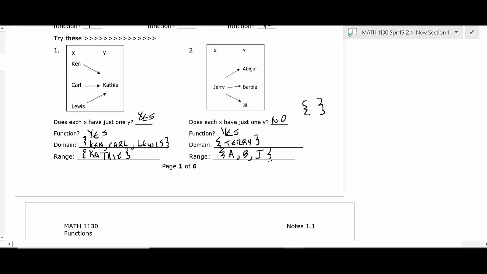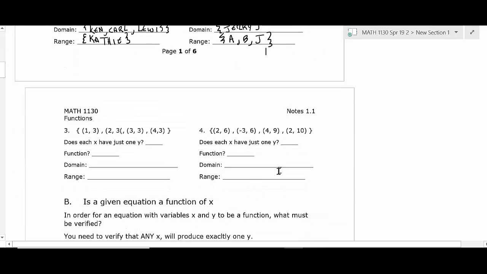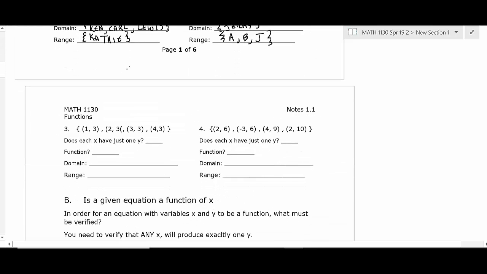Okay, that's good enough for the purposes of what we're doing. All right, what did you come up with on this one? That one has a backwards parenthesis I see there. So is that a function? Yes or no? What did you get?